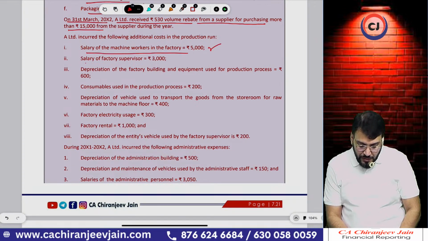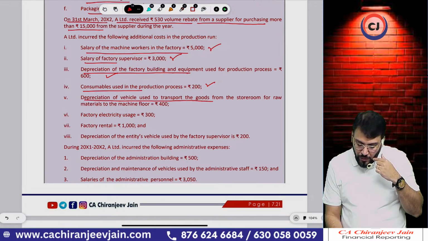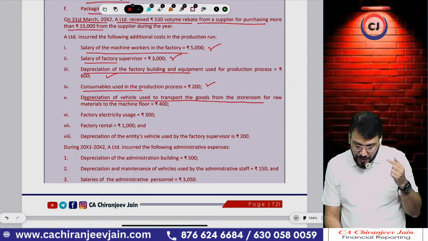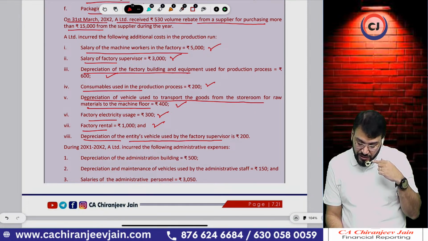A Limited incurred the following additional costs: salary of machine worker in the factory, whether it will be added. Salary of factory supervisor, depreciation of factory building and equipment, consumables used, depreciation of vehicle used to transfer the goods from storeroom for raw material to the machine floor. Yes, it will also be included. Factory electricity, factory rental.